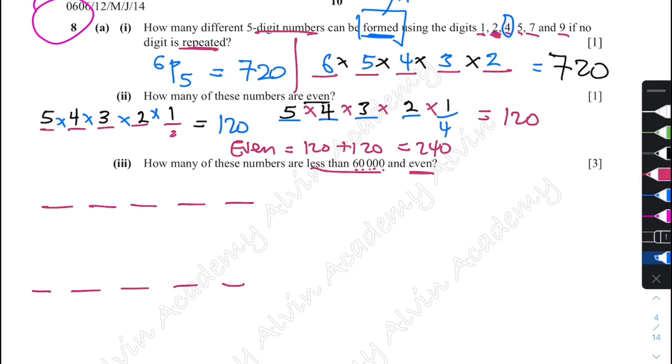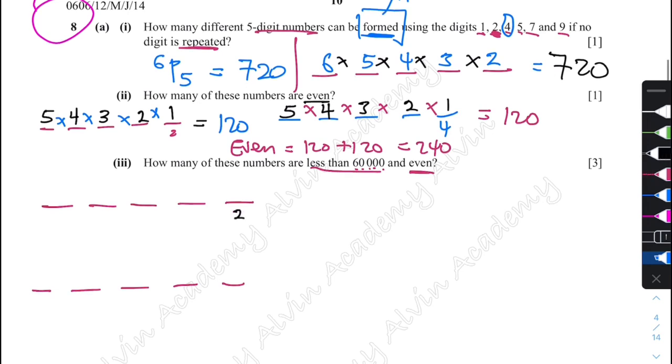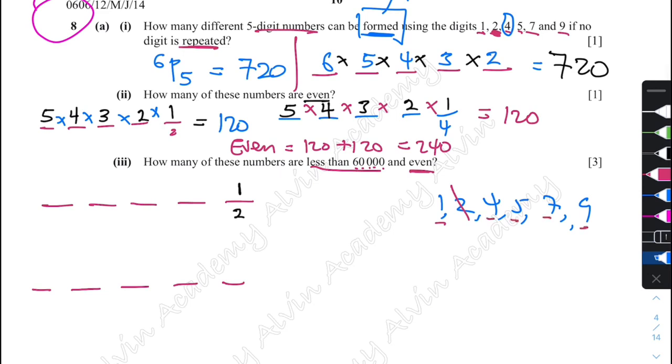Okay, so I'll start with when it ends with 2. There's only one way to do that. All right, in fact, let me write the digits here. Oh no, there's no 3. It's actually 1, 2, 4, 5, 7 and 9. So if it ends with 2, that means that 2 is out. Then you are left with 1, 4, 5, 7, 9.